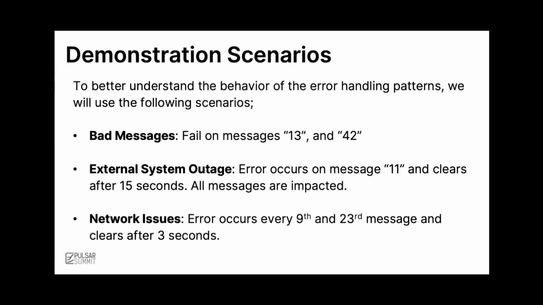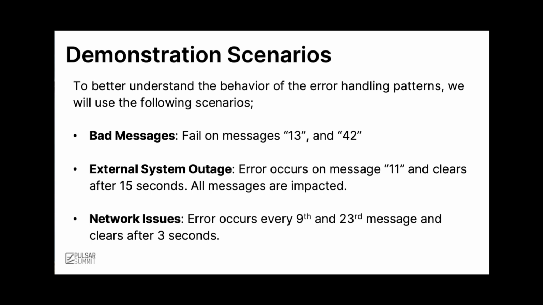The second scenario would be an external system outage. So when the 11th message comes in, it's going to trigger a signal to the system to act as if an external system, like a database, is offline, and it stays that way for 15 seconds. It will continue to try processing messages during this time, but it will not be able to reach that external system, and so we'll see how these error handling patterns behave in this scenario.